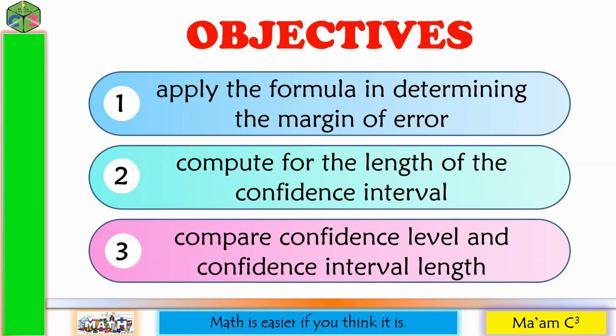Our objectives in this lesson are the following. Apply the formula in determining the margin of error. Compute for the length of the confidence interval. We have three conditions here: when the population standard deviation is known, when the population standard deviation is unknown, and when we use the empirical rule. And last one, to compare confidence level and confidence interval length.